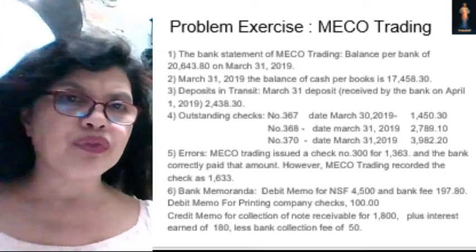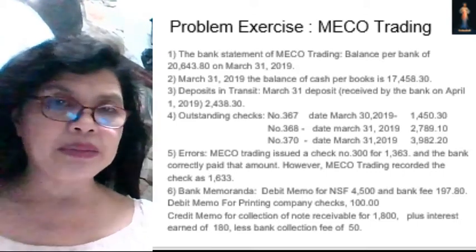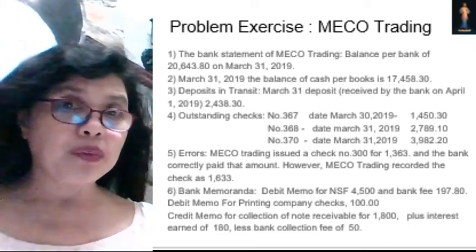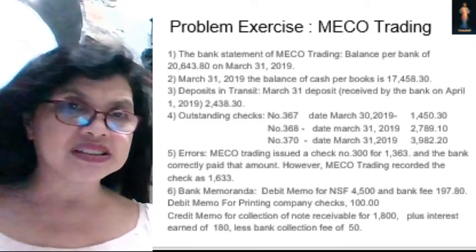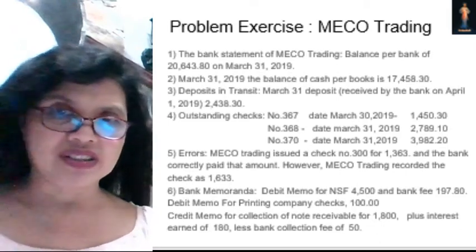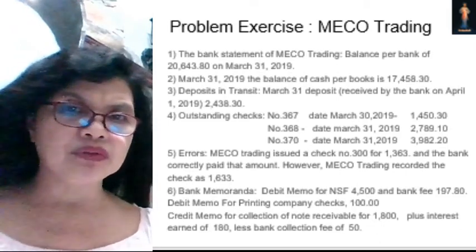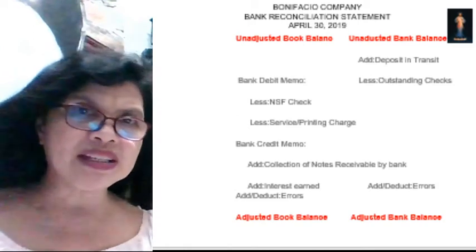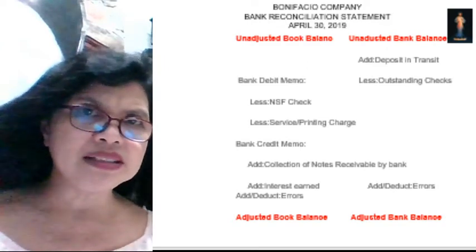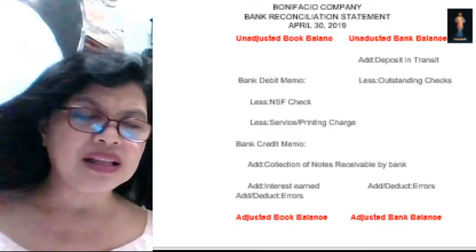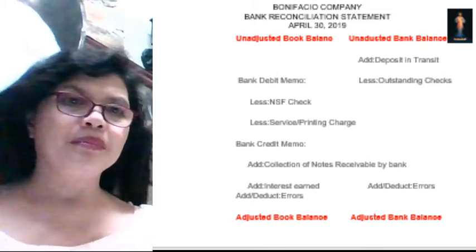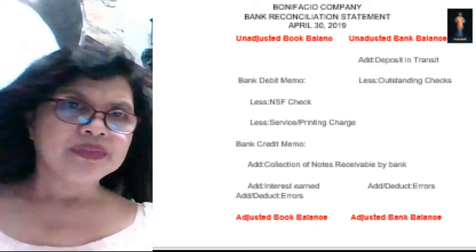Then a debit memo for printing company checks, 100 pesos, and a credit memo for collection of notes receivable for 1,800 plus interest earned of 180 less bank collection fee of 50 pesos. Okay, let us see how we can solve this problem. Now, this is the formula: the unadjusted book balance to the adjusted book balance, and the unadjusted bank balance to the adjusted bank balance.